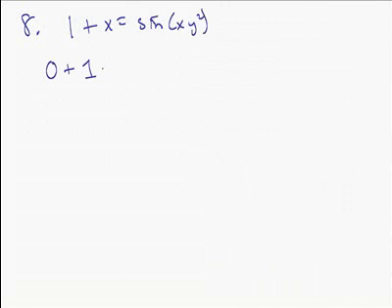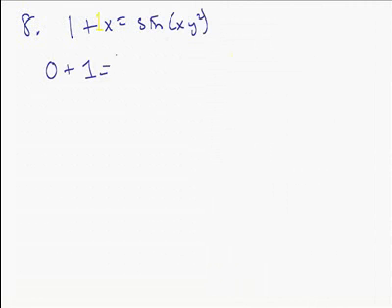Alright, let's try a couple more here from this section. Let's look at number 8, where we're given 1 plus x equals the sine of x y squared. And again, we're thinking of y as a function of x here. So let's go ahead and take the derivative. Derivative of 1 is 0. Derivative of x is 1, because that's just a linear term there, coefficient of 1.